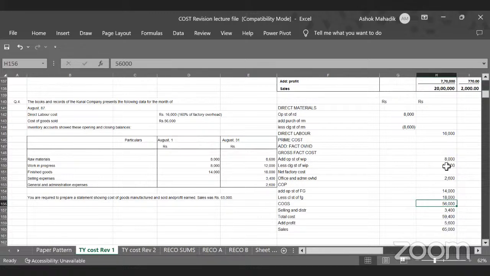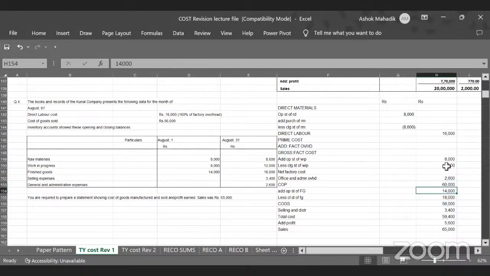While coming from top to bottom, if we had been given COP, then we would have added opening stock of finished goods and subtracted closing stock of finished goods. But since we have to go reverse, you have to reverse the signs. So what you will do: 56,000 plus 18,000 minus 14,000 to get COP. Did you understand this? Start with 56,000 plus 18,000 and minus 14,000. So you have to go reverse.